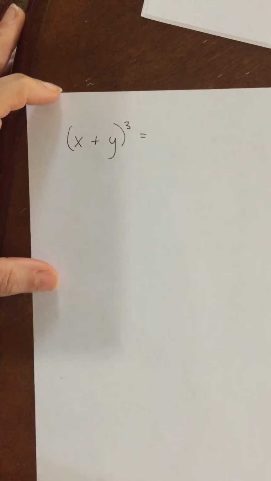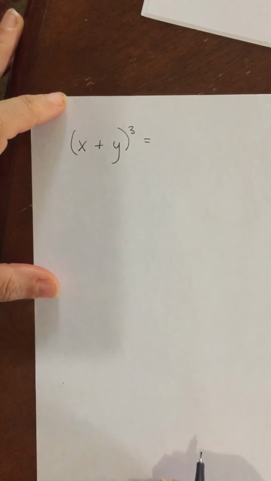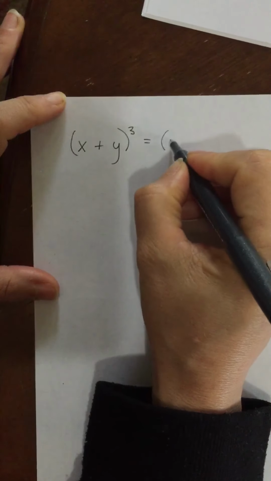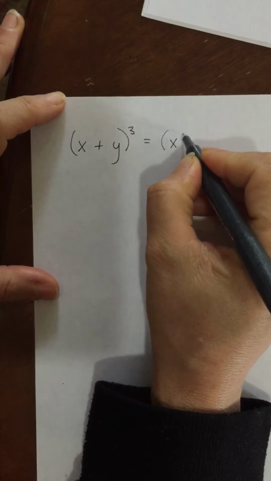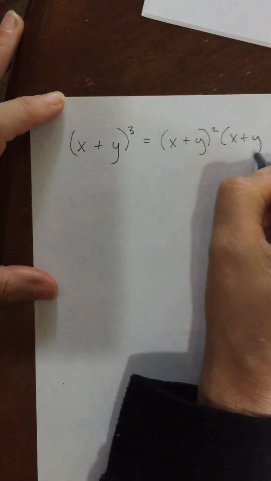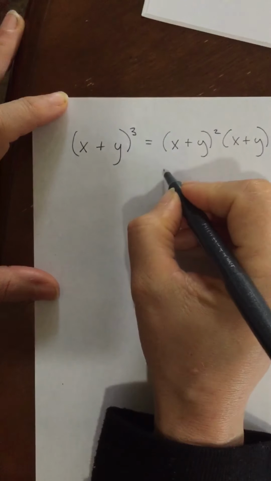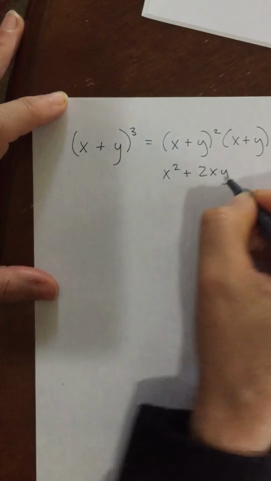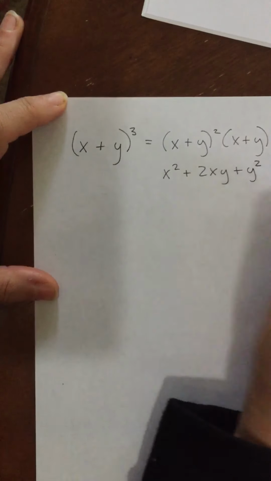Okay, let's just do a quick review. How would I calculate x plus y cubed? Hopefully you're okay with breaking this down into x plus y squared times x plus y, right? And then this you know, right? So it's x squared plus 2xy plus y squared, okay?